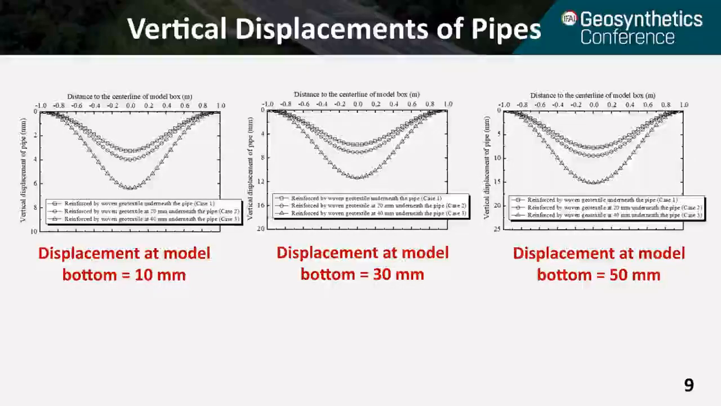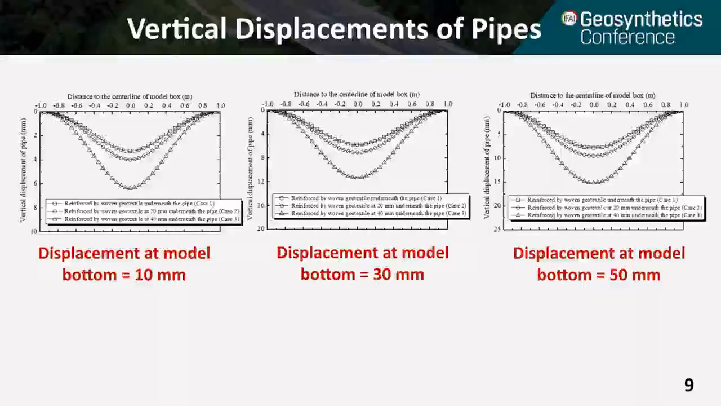So the first curve, the top curve, is when you reinforce the pipe at the pipe bottom. The middle one is when you reinforce the pipe 0.2 meters from the pipe bottom. And then the bottom curve is 0.4 meters from the pipe bottom.